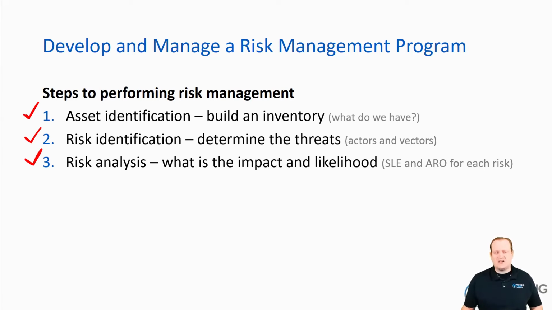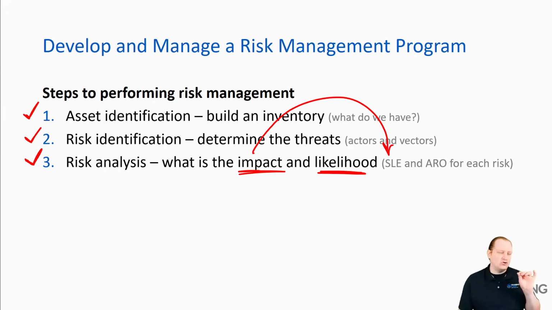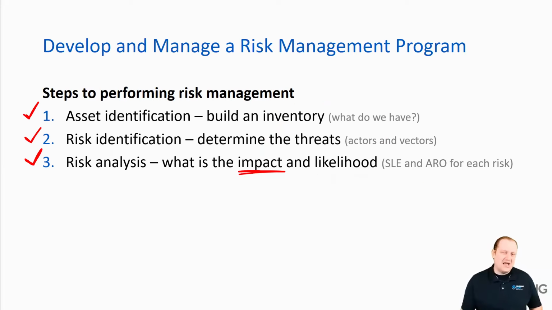How is that different from identification? Identification is who and what. Analysis is: what's the impact, and what's the likelihood? I want to know the impact of any given attack, as in the single loss expectancy, how much we are losing. That might be hard to quantify, hard to put a number to, but if we can, we probably should. And we need to know likelihood, like the annual rate of occurrence. How often does this attack happen?